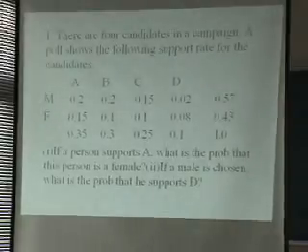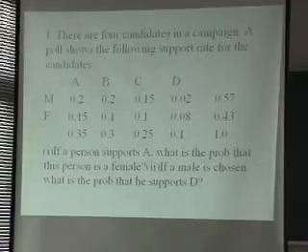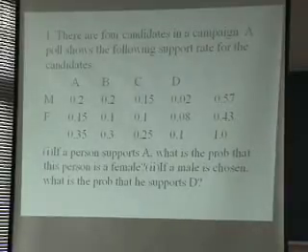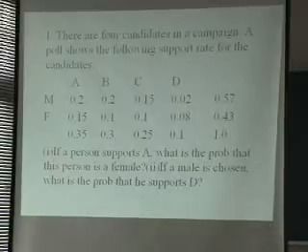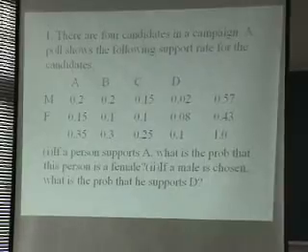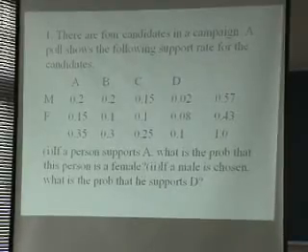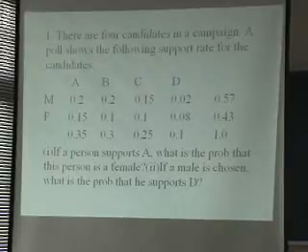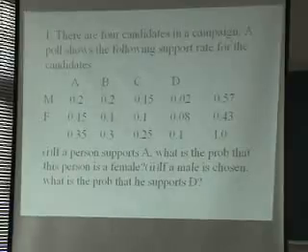So we have 4 candidates in a campaign, and a poll shows the following support rate for the candidates. We have A, B, C, D, 4 candidates, and among the constituents, meaning the voters, they are male and they are female. If a person supports A, what is the probability that this person is a female? The girl there in black stripes.